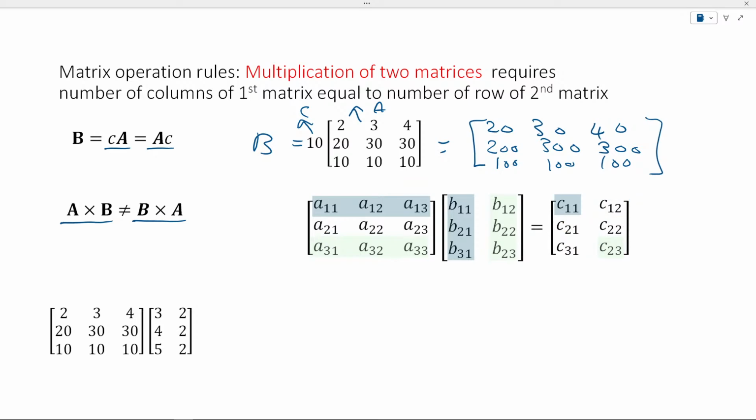Can we try this? Yes. So here's an example. This is matrix A times matrix B is equal to matrix C. So what is matrix C?